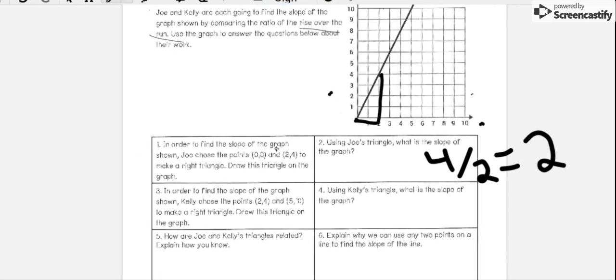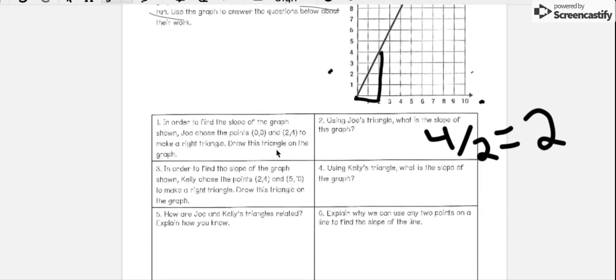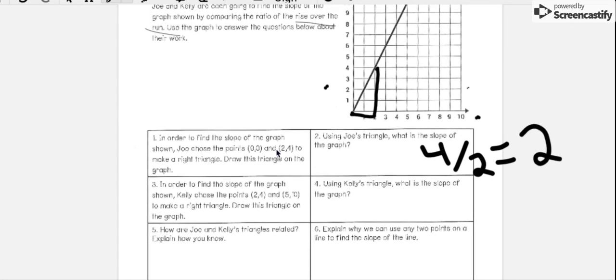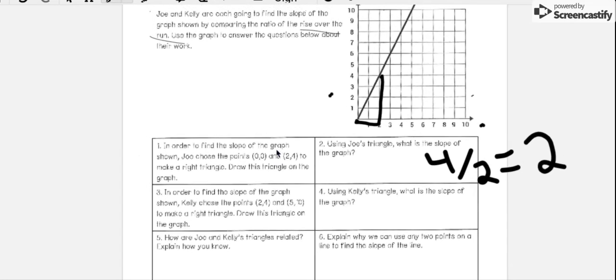And then in order to find the slope of the graph shown, Kelly chooses the points 2, 4 and 5, 0 to make a right triangle. So she's choosing different points. Remember, as long as you find ones that are right on corners, then you're good to go. So go over 2 and up 4. So she's using that same spot right there. And then also she's going over 5.